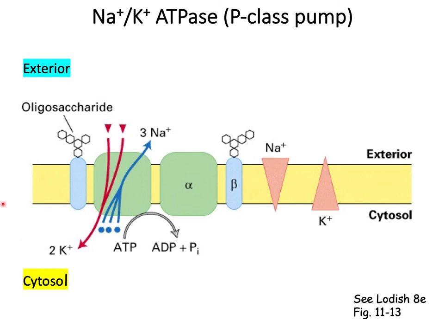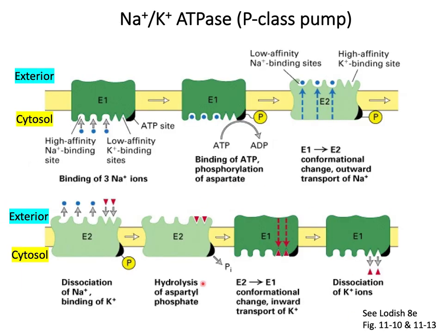So let's take a look at the pump in a little bit more detail. Just like your GLUT1, these pumps take on 2 conformations. In this diagram, these are known as the E1 and the E2 conformation. In the E1 conformation, there are 3 high affinity sodium binding sites facing the cytosol and 2 low affinity potassium binding sites facing the cytosol. So all 5 ion binding sites are facing the cytosol in the E1 conformation. Because these are high affinity sodium binding sites, the E1 conformation of this pump readily binds the 3 sodium ions.